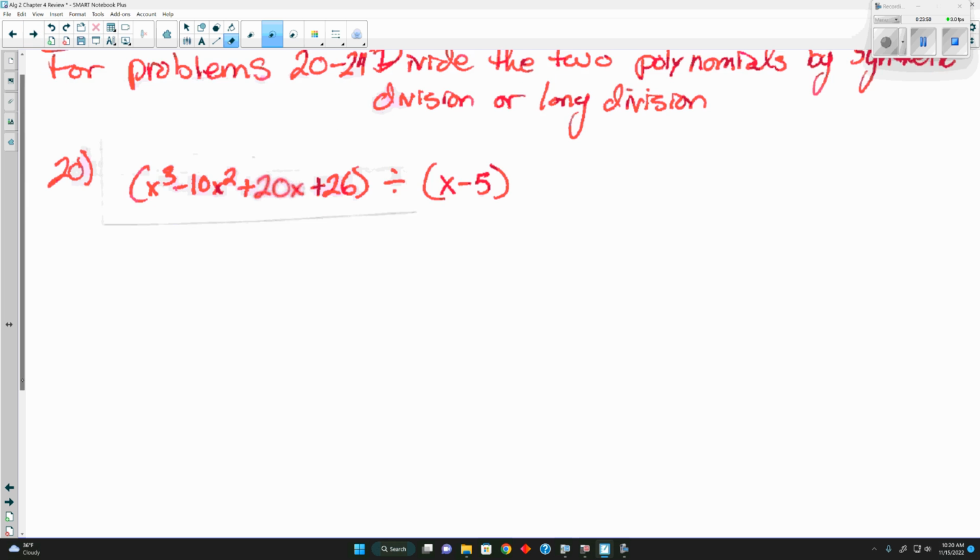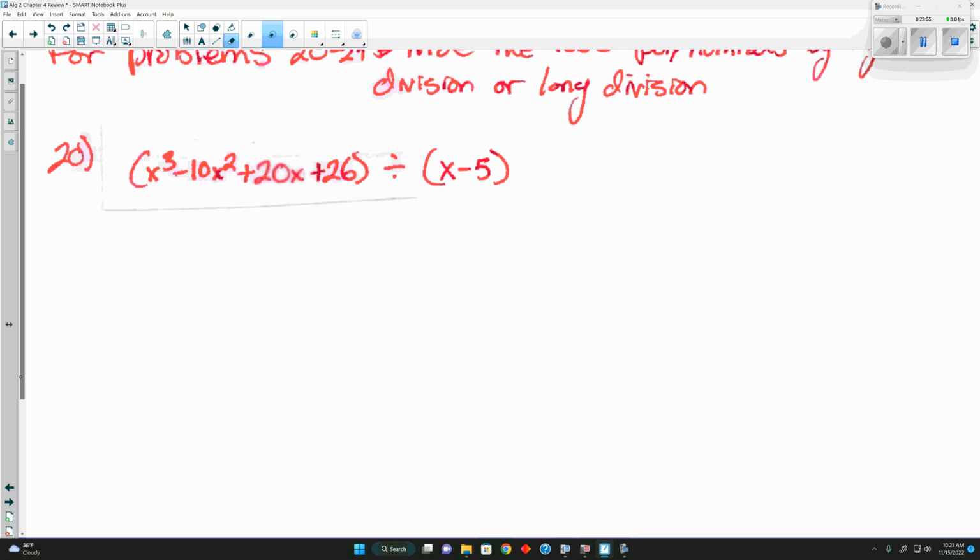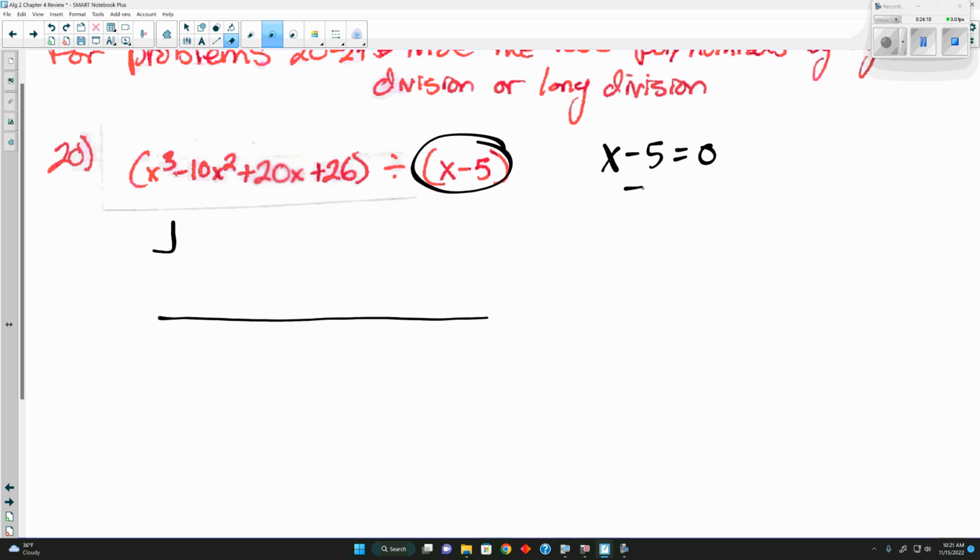For the following polynomials, divide the two polynomials by synthetic or long division. I think for most of these, y'all like synthetic division more than long division. With synthetic division, we have to take this and set it equal to 0, which is going to be to add 5, telling us x is 5. So the number that goes in the cubbyhole here is 5. The numbers going across the top are 1, negative 10, 20, and 26.